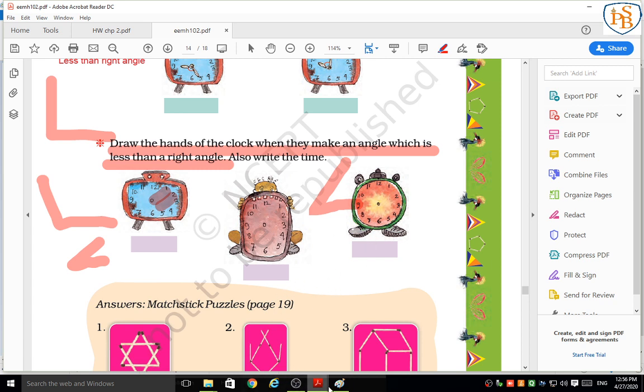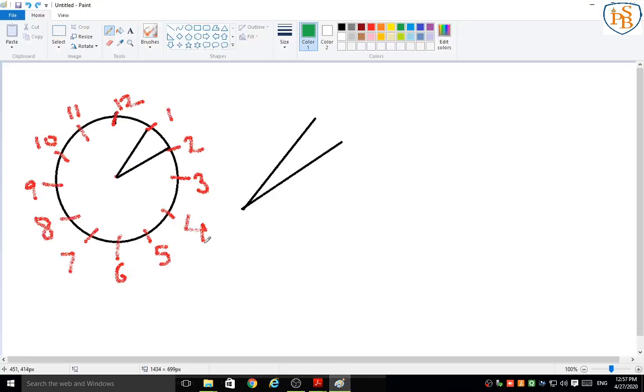Okay, one more I want to show. Let's take example number 2. This is the time 1:10. Now suppose you take 2:10, what will happen? The time is 2:10, or you can take 2:15 or 2:20, correct, or 2:25. All these angles show the less than right angle.